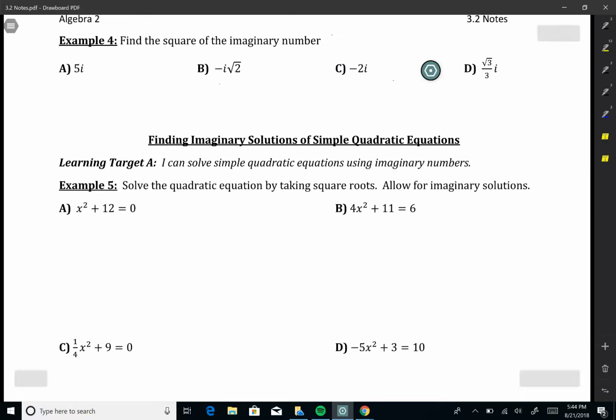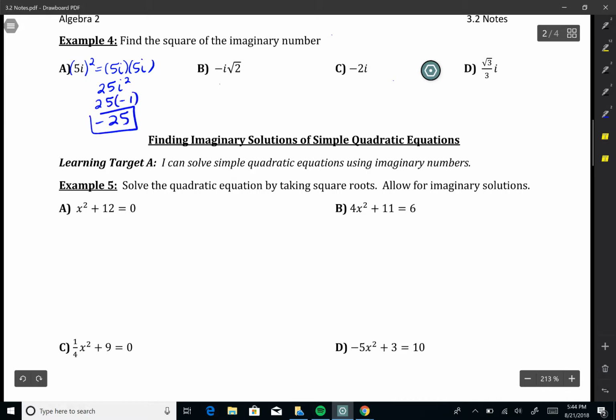We're just going to do 2 of these and we're going to do the other 2 in class. So find the square of each imaginary number. Letter A is 5i. If I square that, I could write that as 5i times 5i, which is 5 times 5, 25, i times i, i squared. Remember, i squared is -1, so actually my square of 5i is -25, which should make sense because remember, i comes from taking the square root of a negative number.